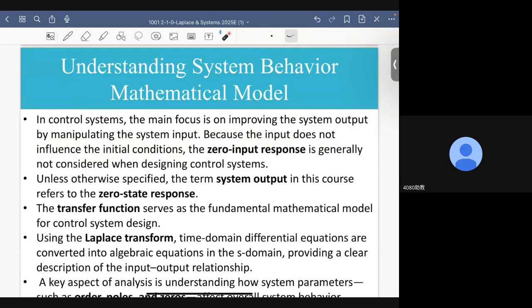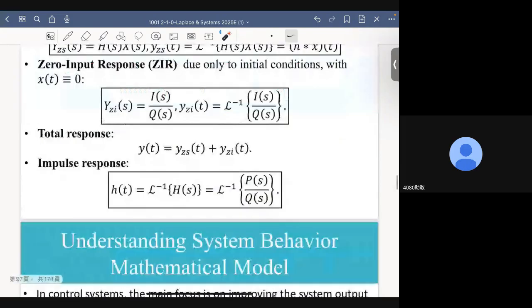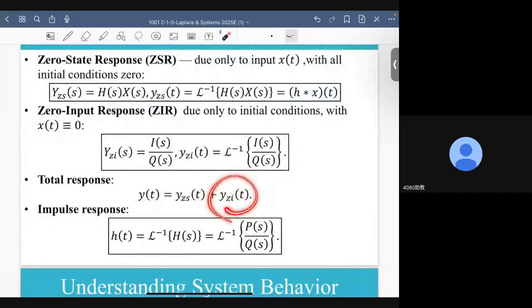My input cannot do anything about it. So the zero input response is generally not considered when designing a control system. Generally speaking, it is not something we should worry about in designing a control system. But nevertheless, the zero input response is always a part of our total response.